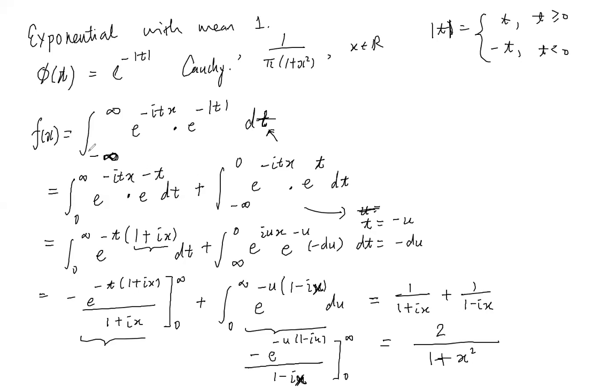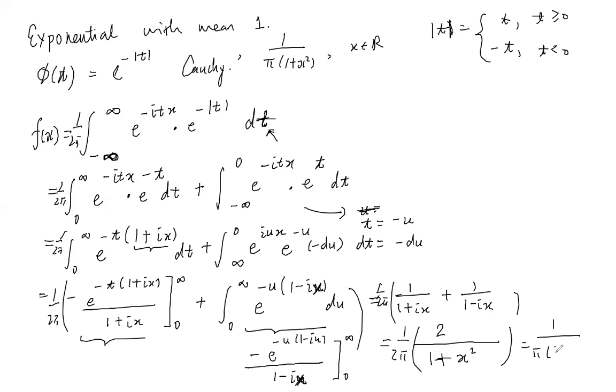So over here, remember we have a 1 over 2 pi, which I kind of left out at the beginning, okay, 1 over 2 pi. So the 2 will cancel, so you end up with 1 over pi times 1 plus x squared. Right. So this shows you that this function is the characteristic function of the Cauchy, because when you apply the inversion formula, you get the Cauchy density.